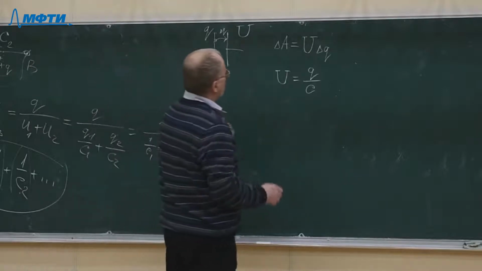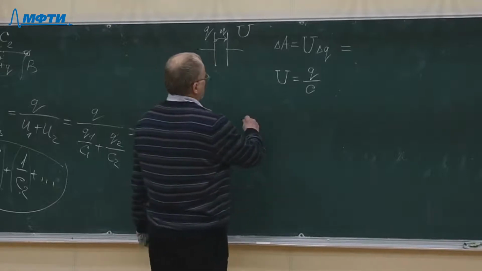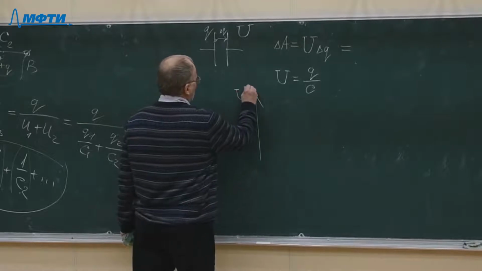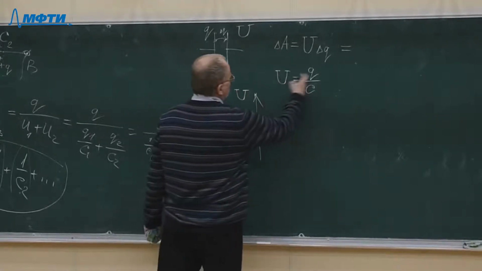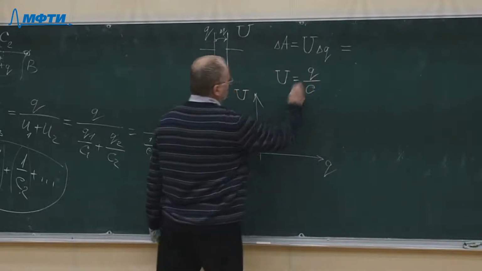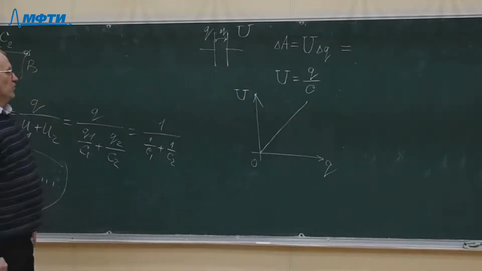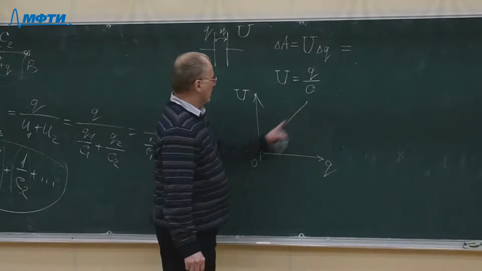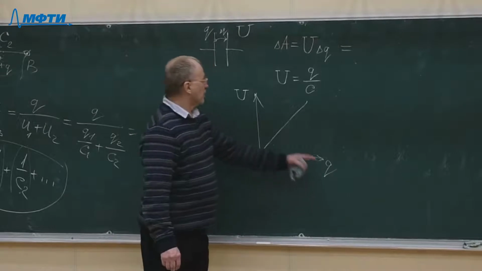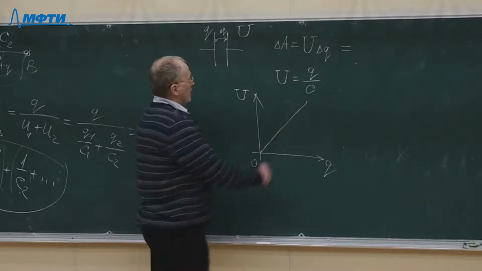So, in order to calculate this work, I suggest that we draw a sketch. We draw a graph of the dependence of potential difference versus charge. The potential difference is proportional to charge, so the graph will have this form. That will be a straight line. The potential difference between the plates is proportional to the charge of the capacitor according to this formula.